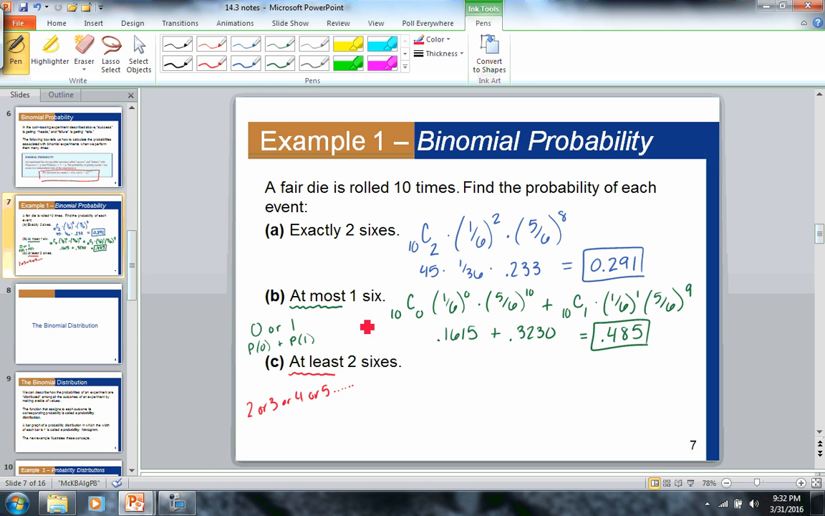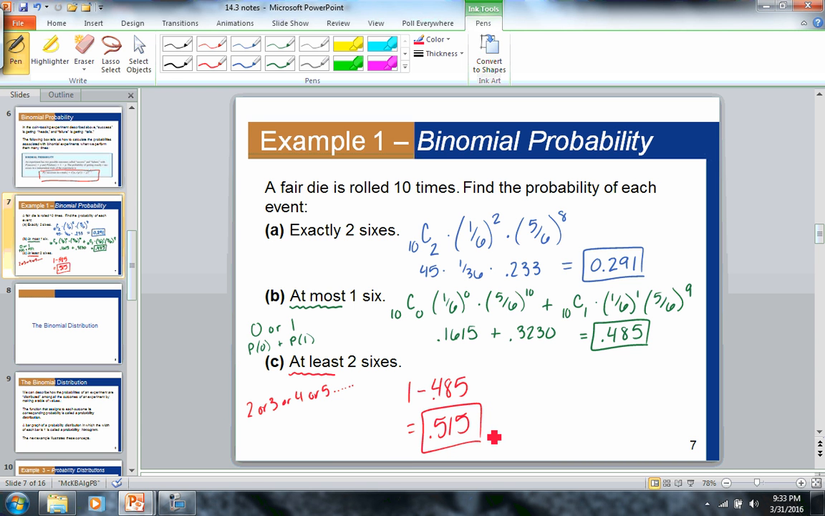Oh, sorry. I want to use part B as my complement. Because I want to roll either a 0 or a 1, which would be the opposite of this. So I would roll 0 or 1 6s. That would be the opposite of rolling 2 or 3 or 4 or 5 and so on. So I'm going to take 1 minus the answer that I got from part B, 0.485. And then that will get me 0.515.